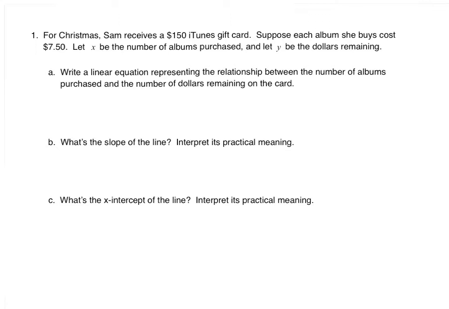This relationship between X and Y is linear. So we want to first write a linear equation representing that relationship. Well, the amount of money Y she will have left is, well, she starts with 150, and then she is losing money on the card because she's purchasing things, so minus, and then she's going to lose $7.50 per album. So if she buys X albums, she will lose $7.50 times X. Written differently, this is the same thing as negative 7.50x plus 150. You do not have to redo this writing, but people often like to do that so they can see the mx part first.